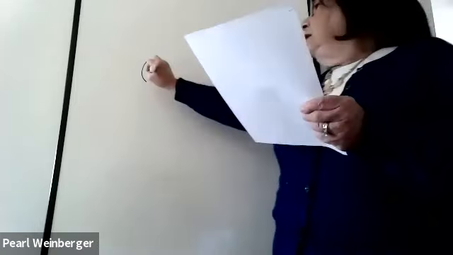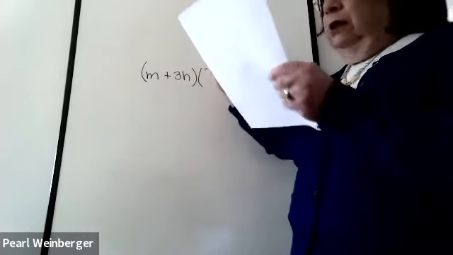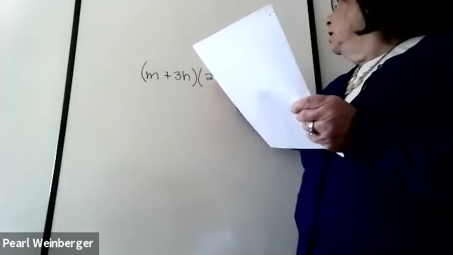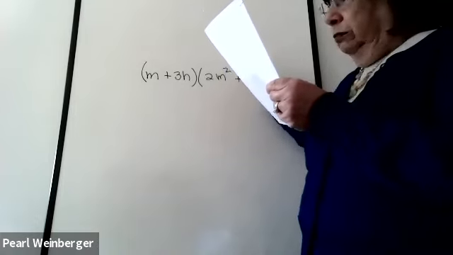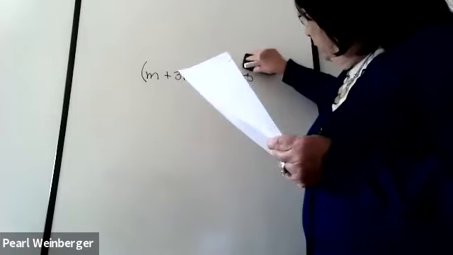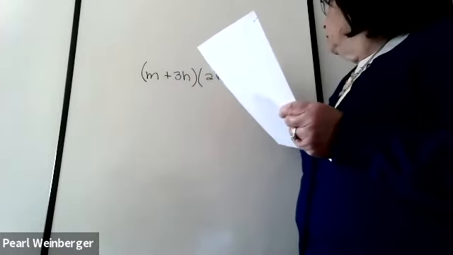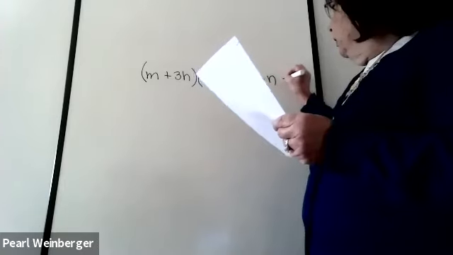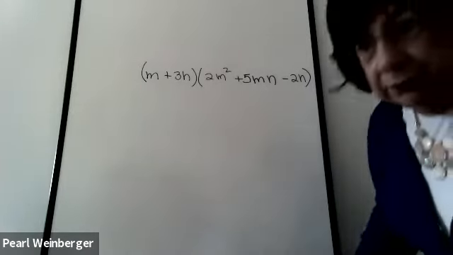So let's say I'm doing actually question number 11 on practice sheet 4. It's m plus 3n times 2m squared plus 5mn minus 2n. Let's see if you could do this. Well, I'll give you a few minutes to try that.